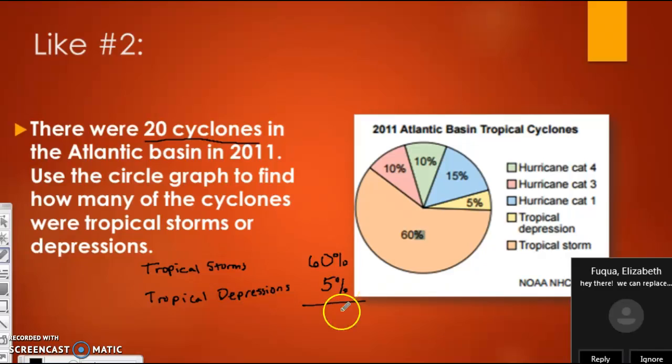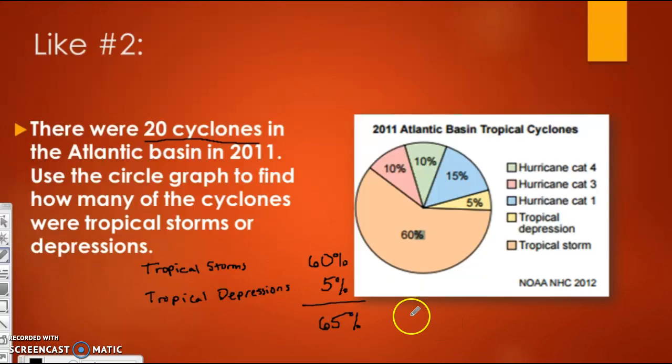So I'm going to add those together to find out how many of the storms were storms or depressions, and that's going to be 65%. All right, so now what I want to do is I want to change that to a decimal. And remember, to change that into a decimal, I'm going to move that decimal 2 places to the left. So I'm going to say that's 0.65.